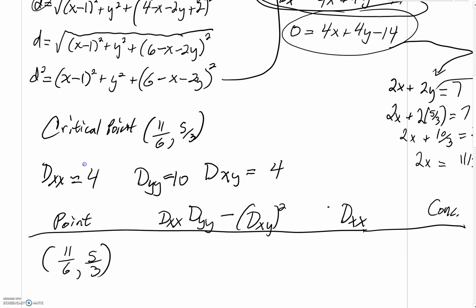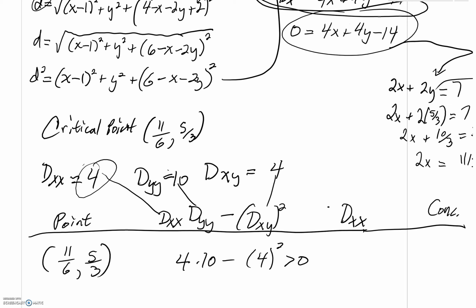And the funny thing is, with these second derivatives right here, you don't have to plug anything in. My goodness, it's 4 times 10 minus 4 squared, so that's 40 minus 16. And guys, that's positive, isn't it? It's definitely positive. And then dxx, well, we saw that already.